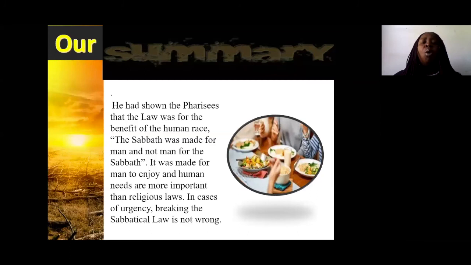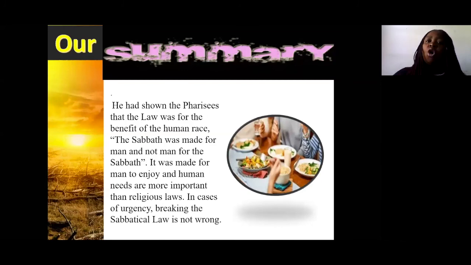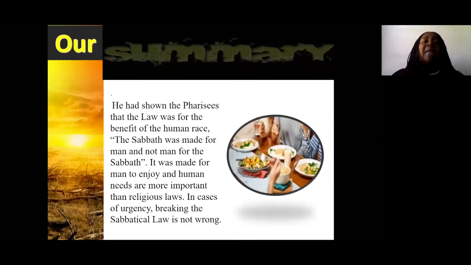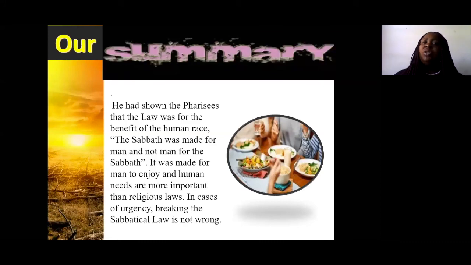So anytime you see the question, or if the question comes up in your exam and it says explain or tell me what it means, what does it mean? The Sabbath was made for man and not man for the Sabbath. Your reply or your explanation is going to be, that means the Sabbath was made for man to enjoy. And human needs are more important than religious laws. In cases of urgency, breaking the sabbatical law is not wrong. And basically, to sum it all up, that's what Jesus was really saying. A need had to be met.